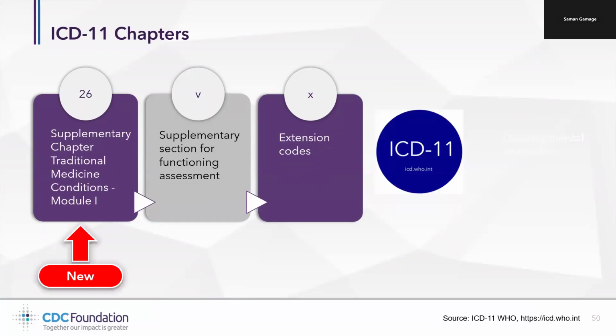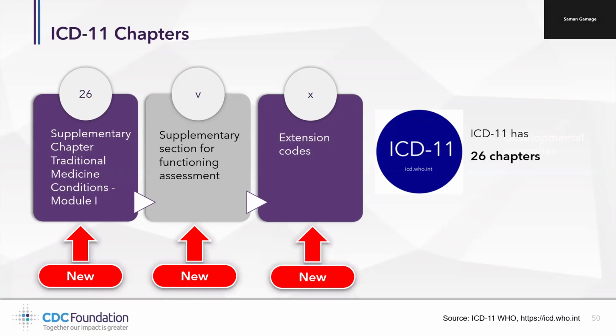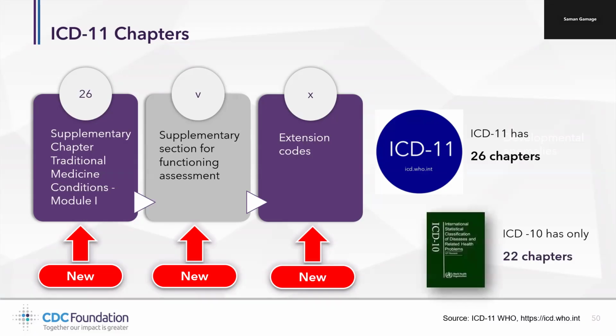Then we have chapter 26, the supplementary chapter, traditional medicine conditions, module 1. Then the supplementary section for functioning assessment. And then we have extension codes, which is also a new addition to ICD-11. So ICD-11 has 26 chapters, while ICD-10 has only 22 chapters.